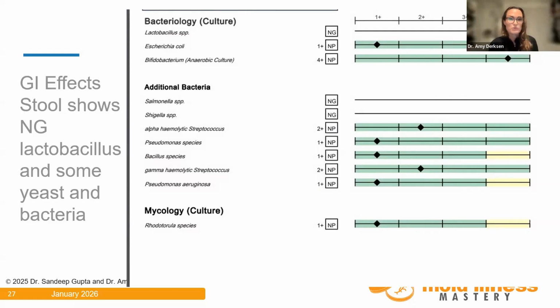And I do see a culture result for Rhodotorula, which doesn't commonly show up here. So again, I'm thinking more, okay, this fungal mold tendency for her, because it's hard to get yeast and mold to grow out in culture. And so when it shows up here, you should pay attention.